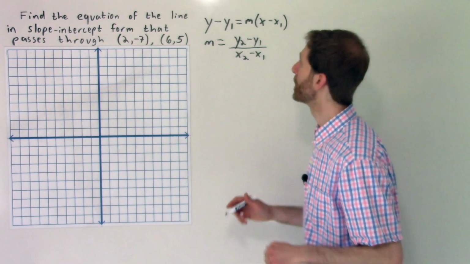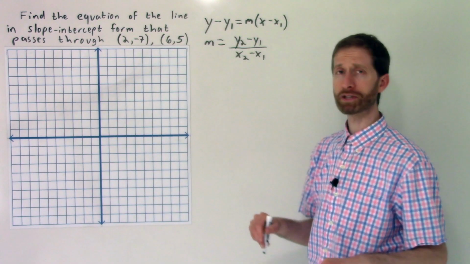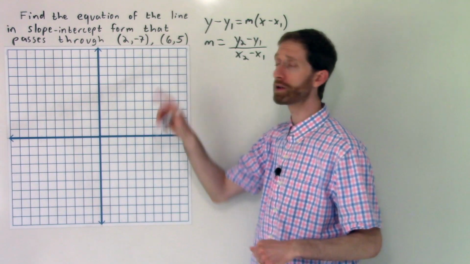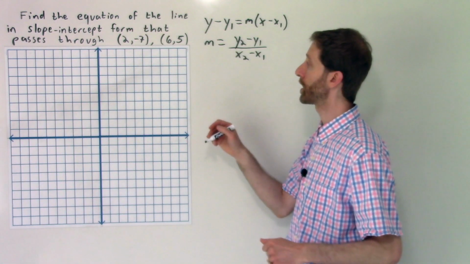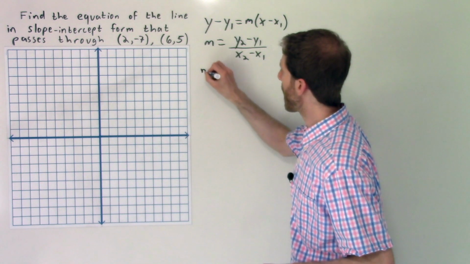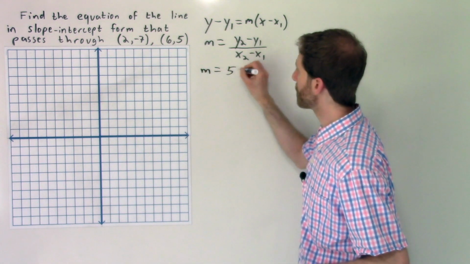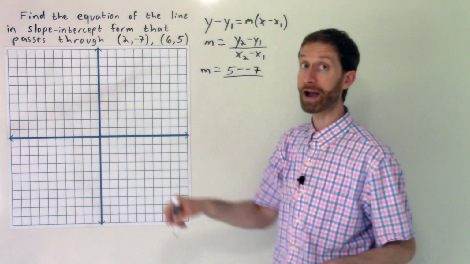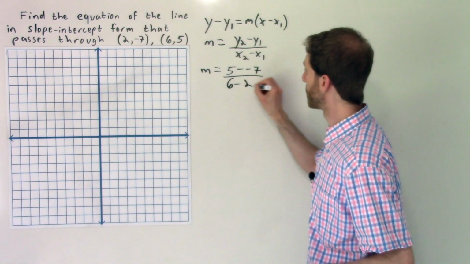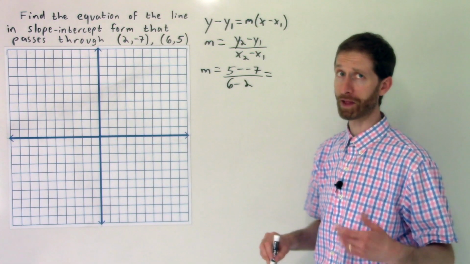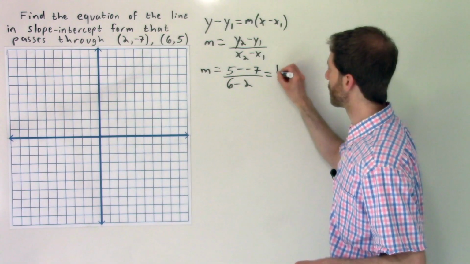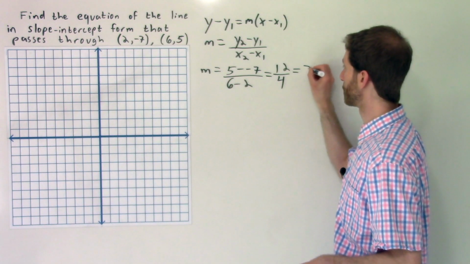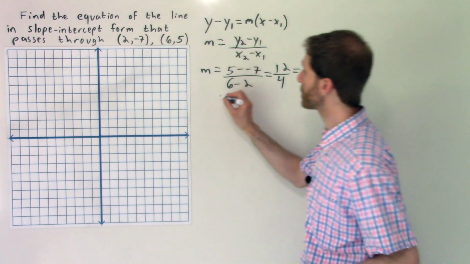So let's dig in. So we know that y minus y1 equals m times x minus x1 is point-slope form. It's a good tool to use here because we're given 2 points and we can easily find the slope with this equation. So let's find the slope. We've got m is equal to 5 minus a -7 all over 6 minus 2. That's just following the slope formula as we know how. 5 minus -7 is 12 over 4, and 12 divided by 4 is 3.